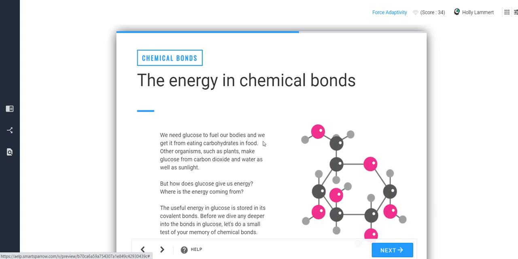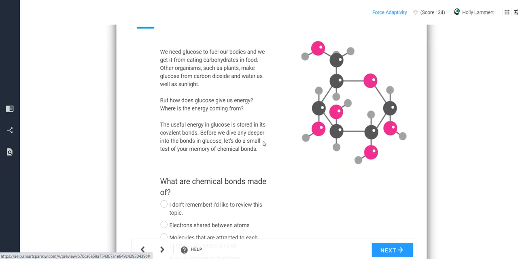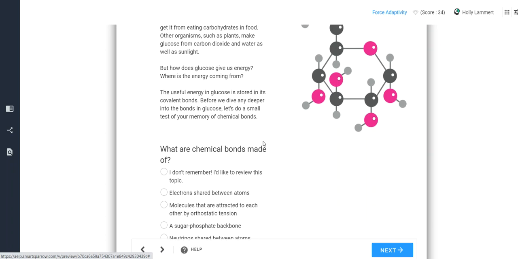Energy and chemical bonds. We need glucose to fuel our bodies and we get it from eating carbohydrates in food. Other organisms such as plants make glucose from carbon dioxide and water as well as sunlight. But how does glucose give us energy? Where is energy coming from? The useful energy in glucose is stored in its covalent bond. Remember what a covalent bond is? It is when two atoms share electrons.